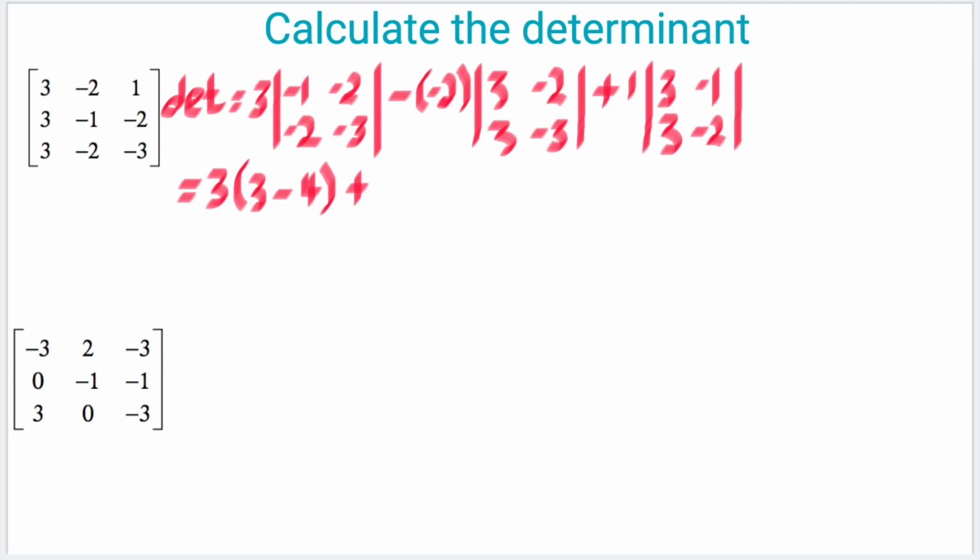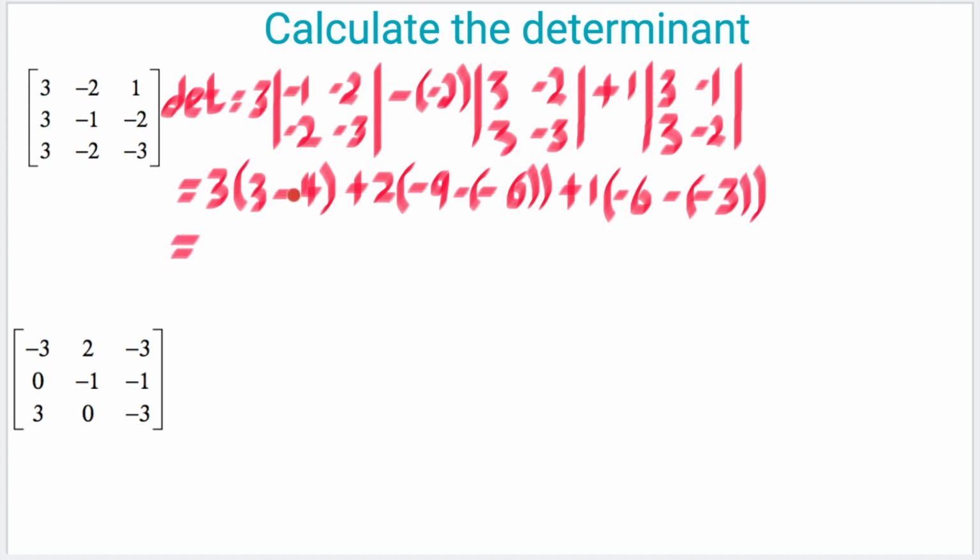Now the next part here, I have two negative signs. They combine to make a +2, parentheses, and then when you multiply 3 times -3, that is -9, and then you put a minus. 3 times -2 is -6, and then you put that inside parentheses, and then we put a +1, parentheses. 3 times -2 is -6. 3 times -1 is -3. You put a minus sign between those two numbers, and then you close the parentheses.